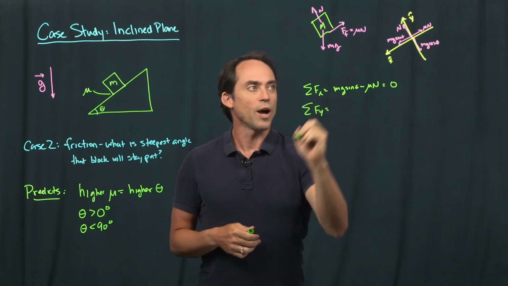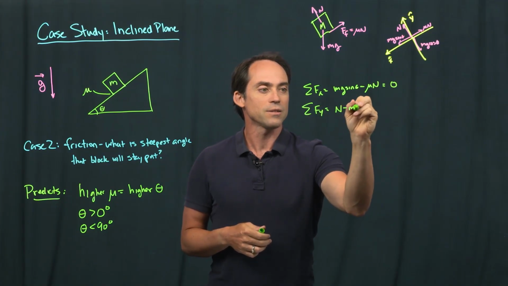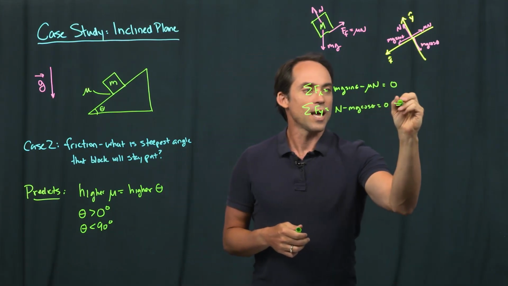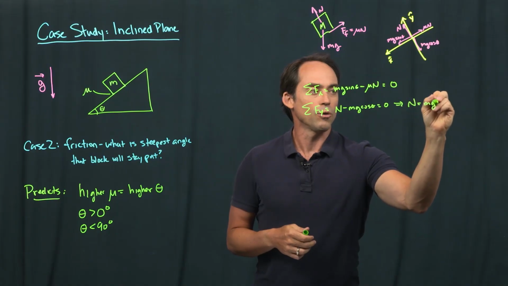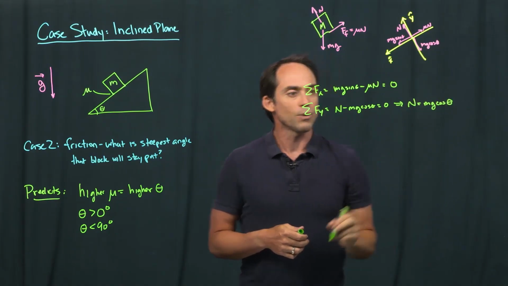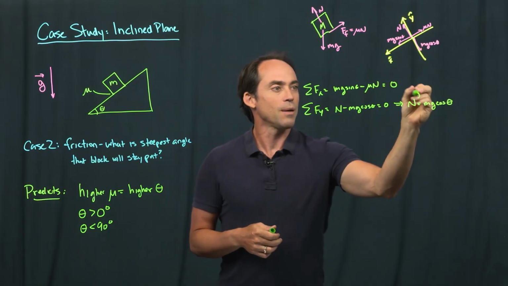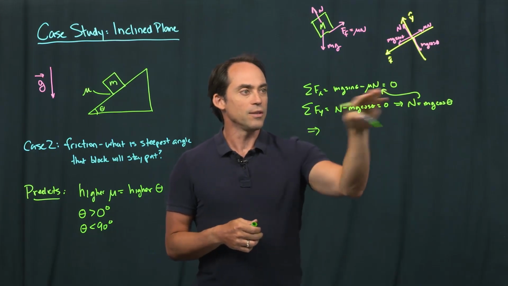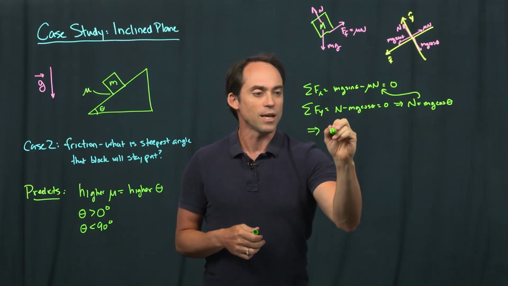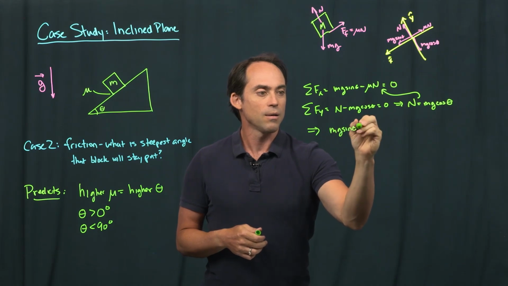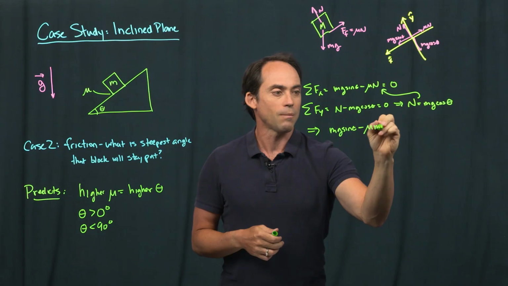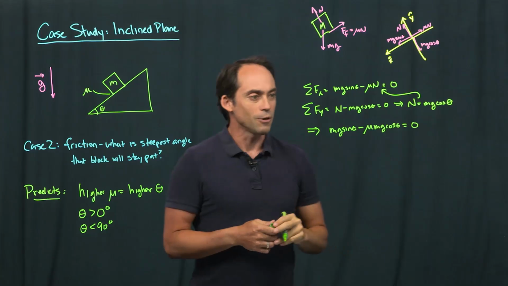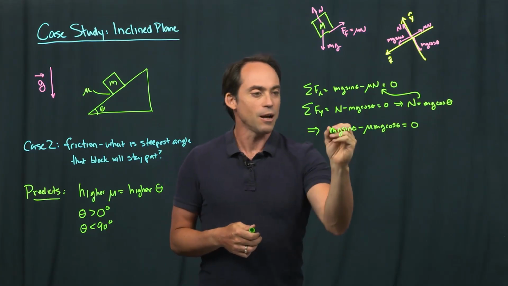The sum of our forces in the y direction are n minus mg cosine theta, and that's also equal to 0. And so that allows us to solve for our normal force, just as we did in the last problem. And we can plug that number in here to get an expression for solving this expression. So we can write that down, mg sine theta minus mu times mg cosine theta is equal to 0. And we can now cancel out a couple of the terms here.